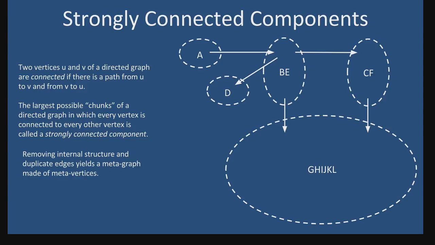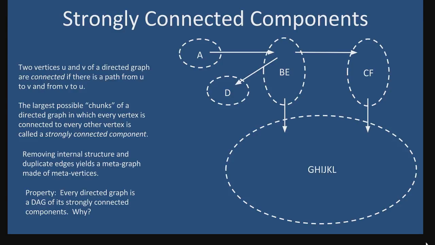So what this is called is the metagraph. When you run the strongly connected component algorithm and find the strongly connected components, what you can create is a metagraph, which is a DAG. So these things we'll call metavertices. The whole thing is a metagraph. We'll look at some applications of this later.